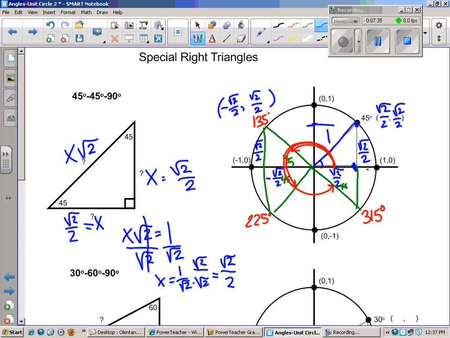All right? And then this one is also going to be square root of 2 over 2, right? But since we're going from here down to here, it's negative. So my coordinates for that point are going to be negative square root of 2 over 2, negative square root of 2 over 2.